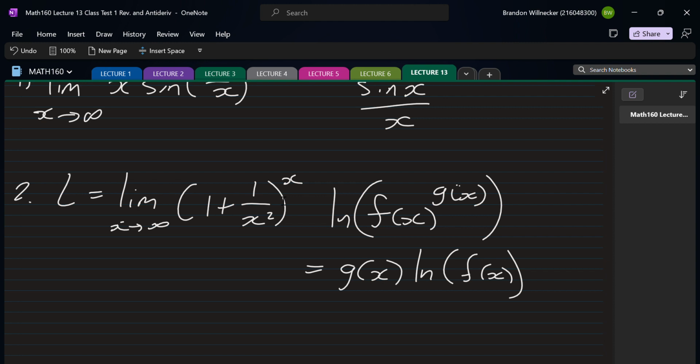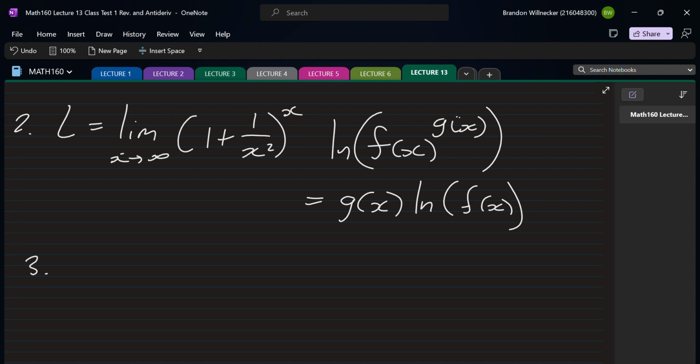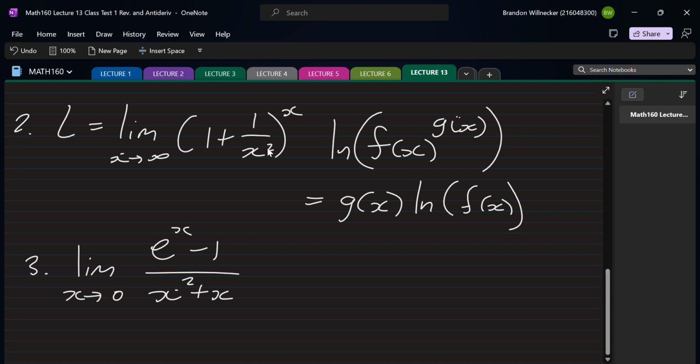Other questions, number 3, that was answered quite well, except when we have something like this: x goes to 0, e to the x minus 1 over x squared plus x. First thing we do is check if we can use L'Hopital's rule. What happens in the top? We get 1 minus 1, which is 0. In the bottom, we get 0 plus 0, which is 0. It's an indeterminate form. We can use L'Hopital's rule.